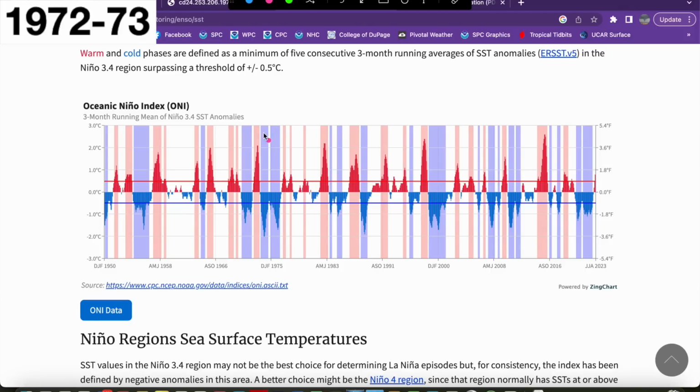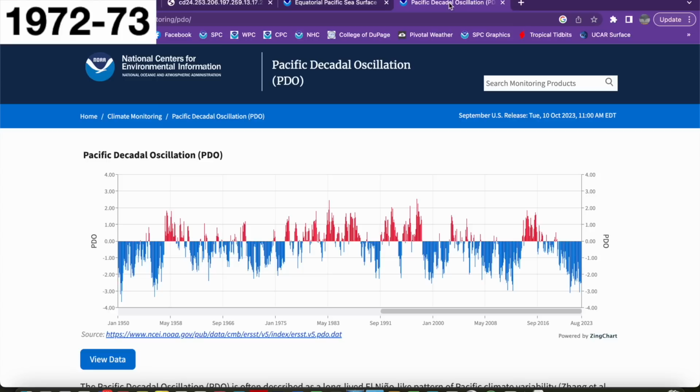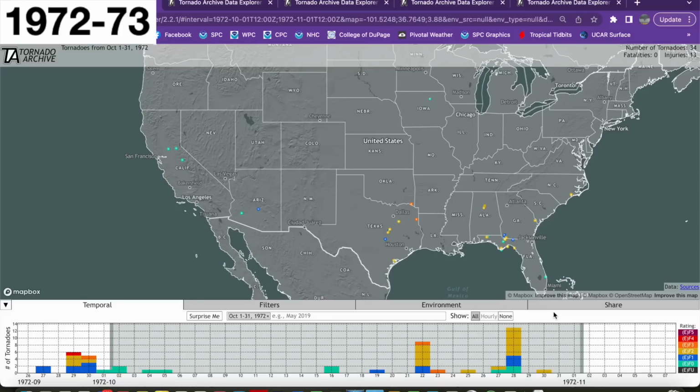During that fall and winter, the ONI peaked around 2 degrees Celsius, representing a very strong El Niño, and the PDO was generally negative and became increasingly negative as winter wore on. October 1972 saw quite a bit of activity from Texas into the Gulf Coast states, especially across the Florida Panhandle, up into Alabama, Georgia, and the Carolinas, with also a few out here in the west across California and Arizona.